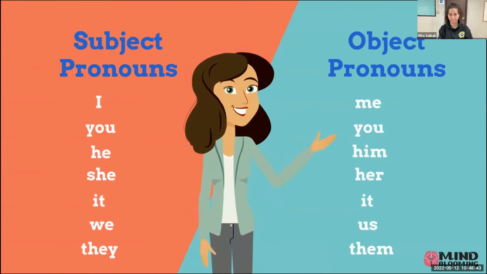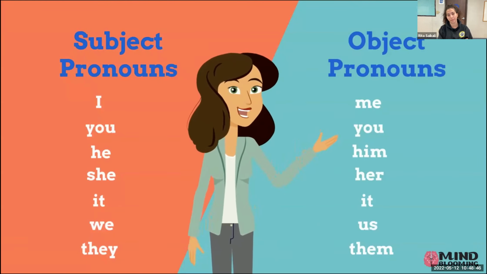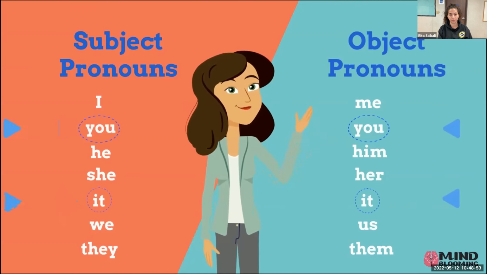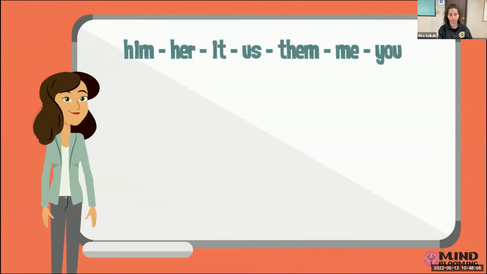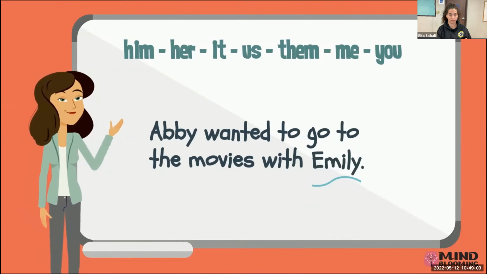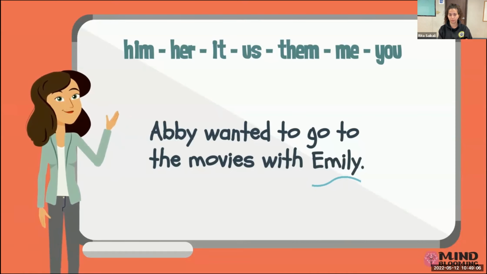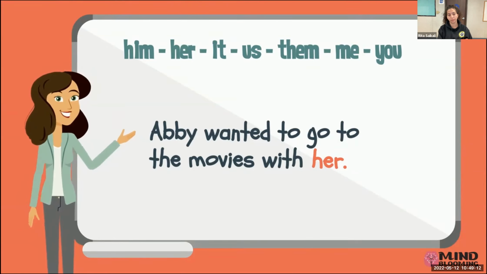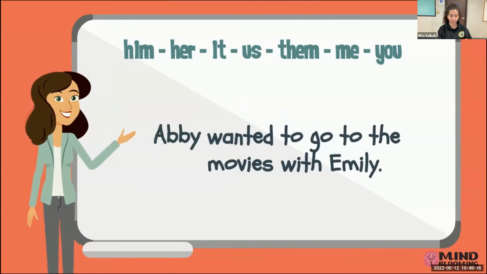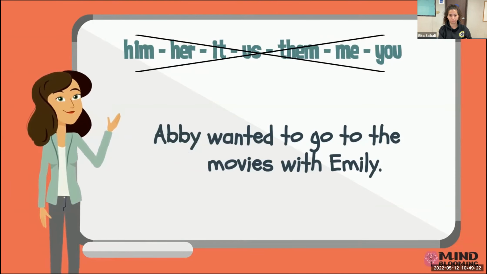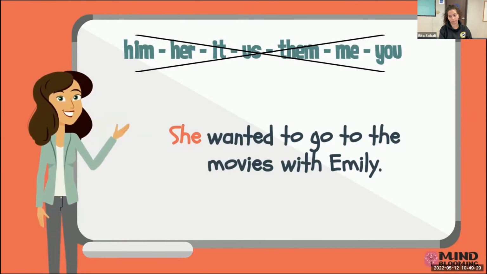So far, I noticed that most object pronouns which come after a verb or a preposition look different from those that are in the subject of the sentence. However, two of them don't change. Let's see some examples. Abby wanted to go to the movies with Emily. I want to take Emily out and replace it with a pronoun. Since it came after a preposition, I can use her. So I can say Abby wanted to go to the movies with her. In this same example, if I wanted to replace Abby with a pronoun, I can't use any of these object pronouns. Since Abby is the subject, then I would use a subject pronoun. So I would say she wanted to go to the movies with Emily.